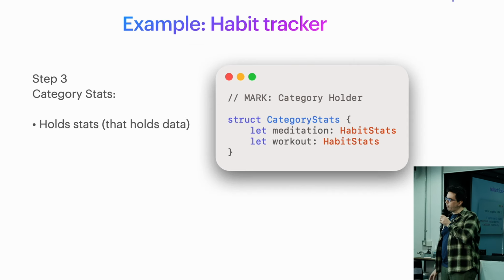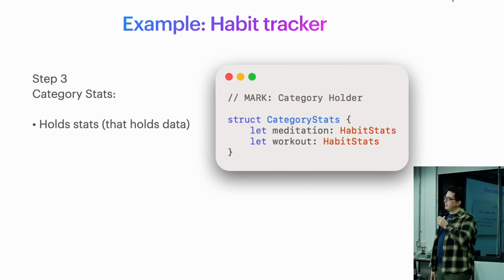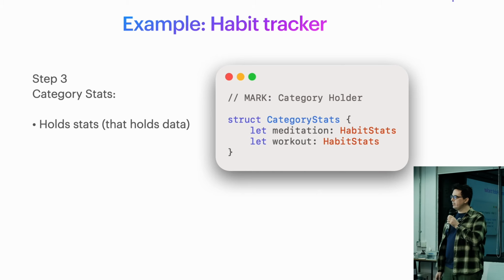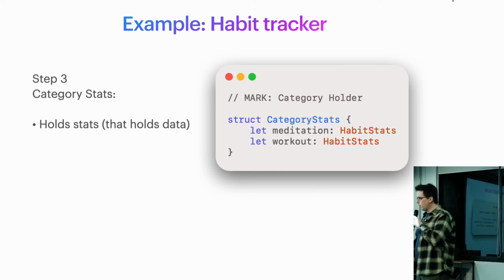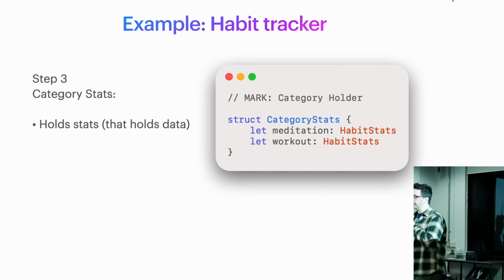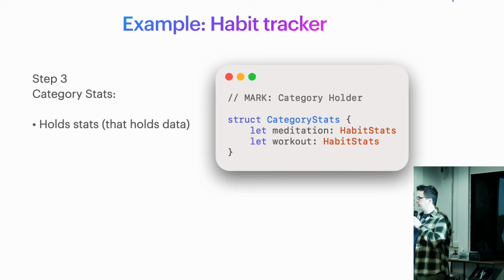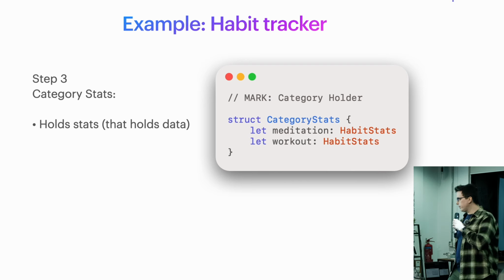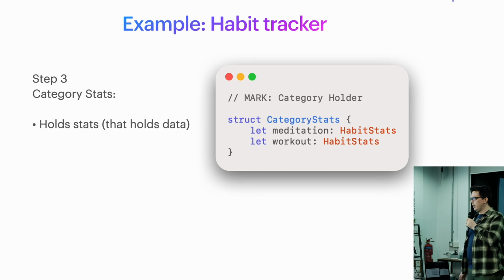That is step two. Step three, we define our category stat struct. This is what we are going to use to define our dot notation through the categories. So we have meditation and workout that hold habit stats.